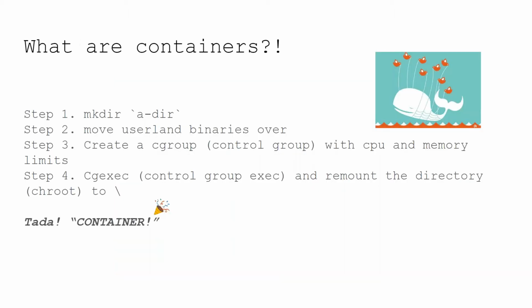Okay, so for those that don't know what a container is, what is a container? How does it work? I'm gonna show all the fun details, not gory details, all the fun details, right? So make a directory, move your userland binaries over to that directory, create a control group, and basically the control group has an allocation of CPU and memory, and then use the control group execution command to execute stuff and remount the slash using a chroot.